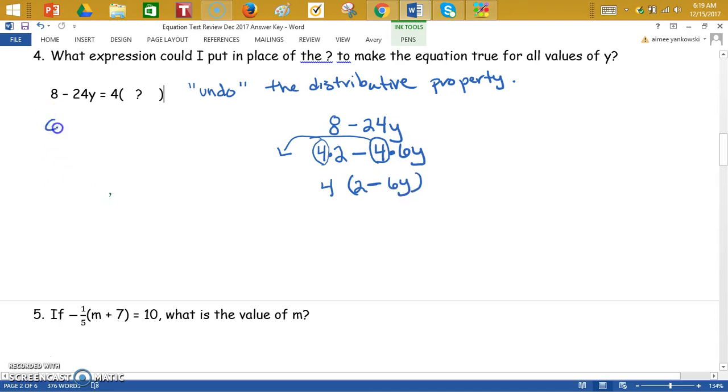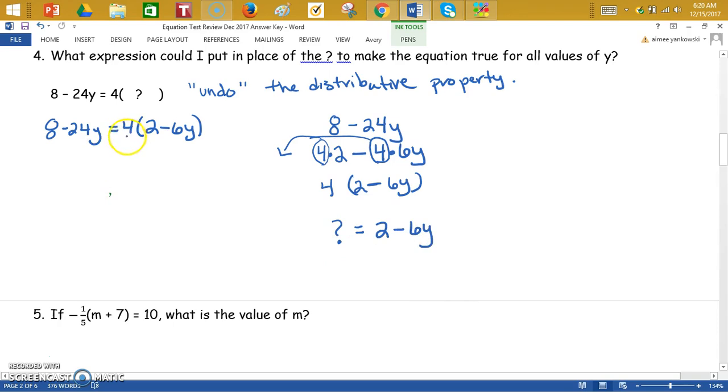So if you have 8 minus 24y, that's the same as 4 times 2 minus 6y. So what can go in place of that question mark? In place of the question mark must be 2 minus 6y.